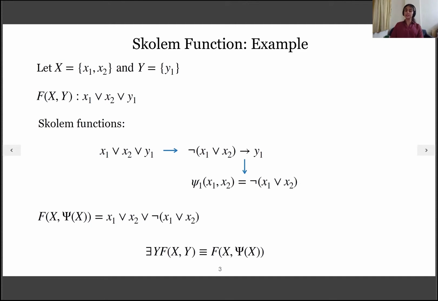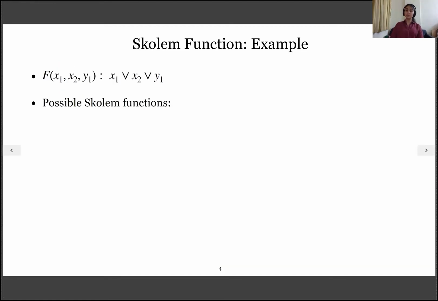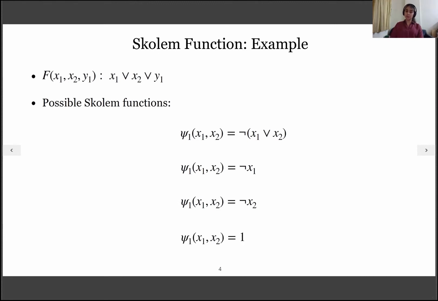But the question that arises here is: is this the only possible Skolem function corresponding to y1? It turns out that there can exist multiple possible Skolem functions. That includes negation of (x1 or x2) that we have just discussed, negation of x1, negation of x2, and it can be just as simple as the constant function 1. So there can exist multiple possible Skolem functions corresponding to a specification, and our aim is to synthesize one such function. That's all about the introduction to Boolean function synthesis.